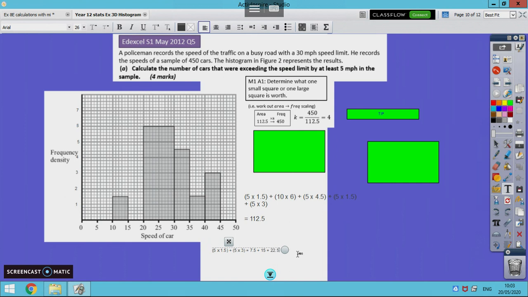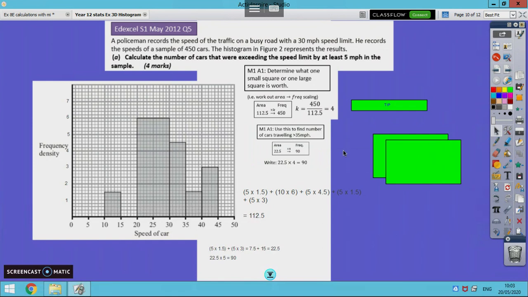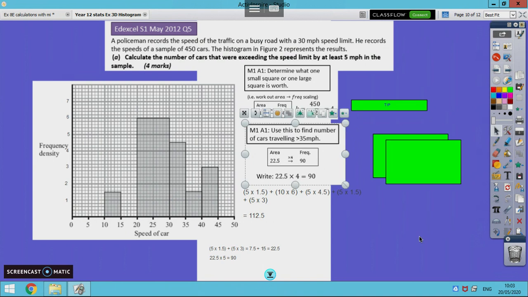But that's not the real thing because we need to actually multiply that by 4, the scaling, which is going to be 90. So there were 90 cars that exceeded the speed limit by at least 5 miles per hour. Let's just check that I'm right. Yeah, good. And that would be your second 2 marks there. So there's an exam question of 4 marks, showing you what you need to do there.